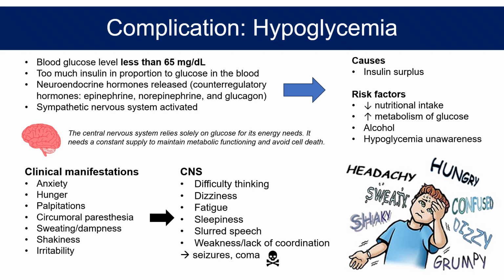Okay, so let's go back to these clinical manifestations. If you are hypoglycemic, you may experience anxiety, hunger, palpitations, circumoral paresthesia, which is like tingling around the mouth and lips, sweating, dampness, shakiness, and irritability. If the hypoglycemia is not corrected, then again, like I just mentioned, the central nervous system will start to kick in. You will have slowed thinking processes, dizziness, fatigue, slurred speech, lack of coordination. And if still left untreated, the patient can experience seizures and slip into a coma and die.